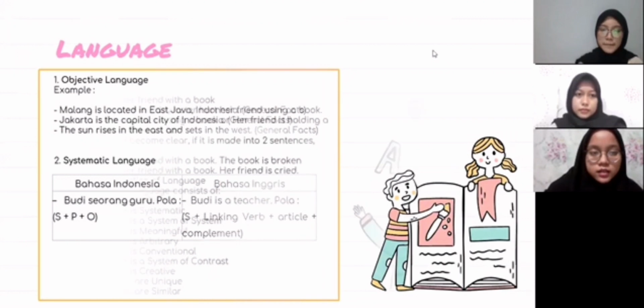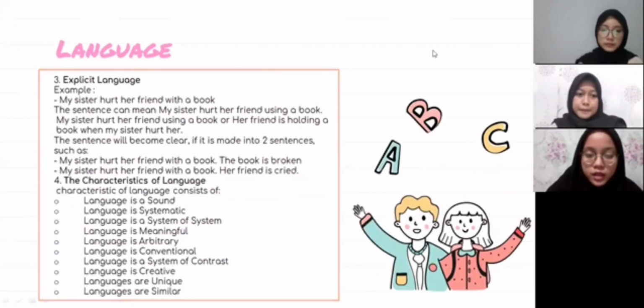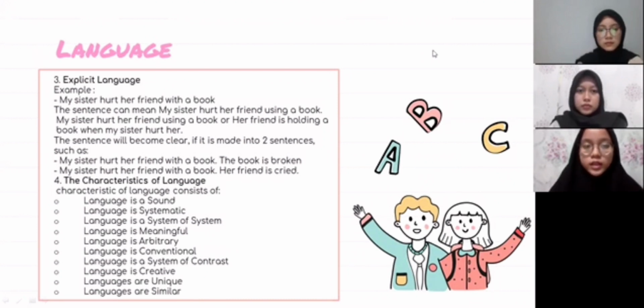And the next is explicit language. Explicit itself means clear. So explicit language is a rule that the language that is expressed must be clear and not cause double or ambiguous meaning. Example, my sister hurt her friend with a book. The sentence can mean my sister hurt her friend using a book, or her friend is holding a book when my sister hurt her.